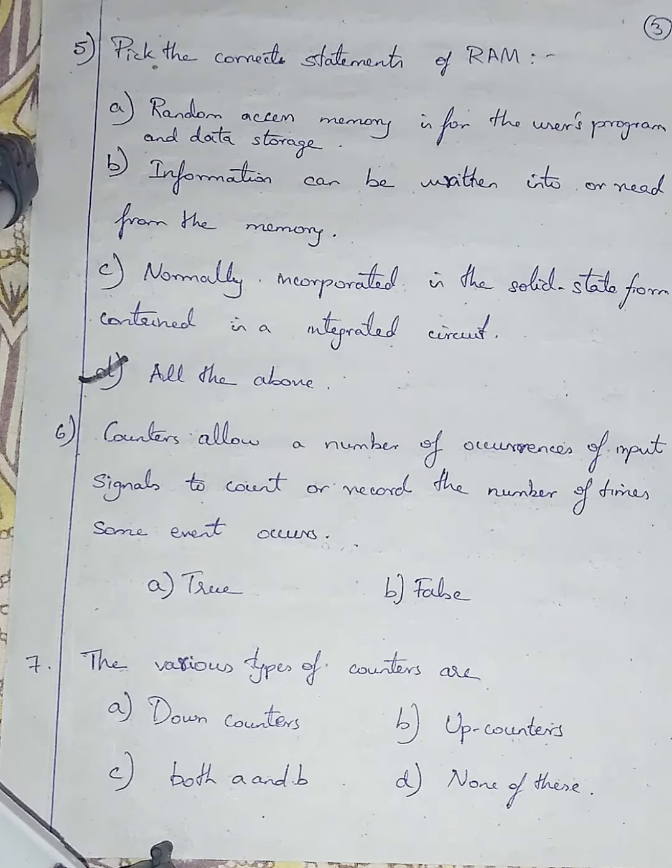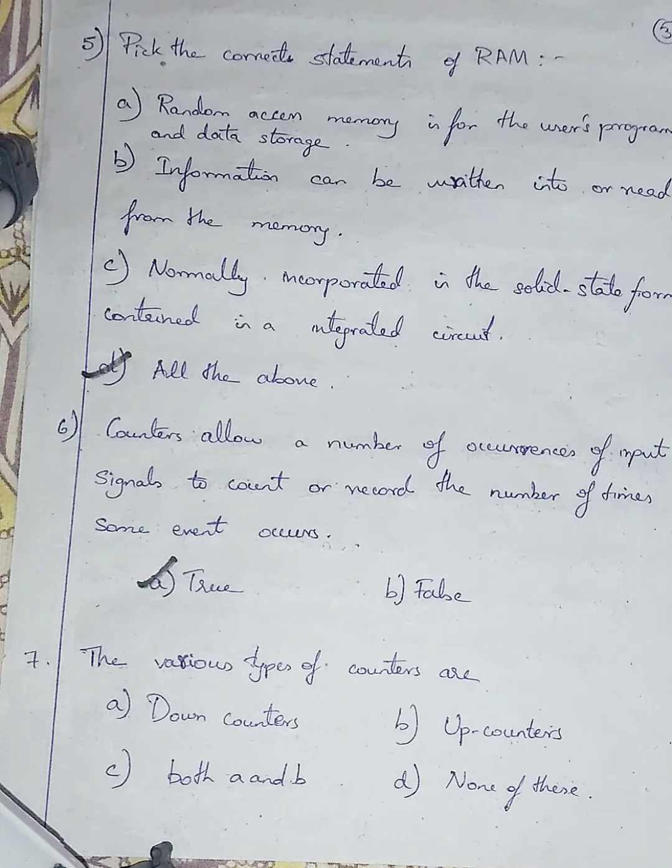It is going to count the number of occurrences of input signals, or record the number of times an event occurs. If an event occurs, how many times is this event occurring? A particular event is occurring this many times, or the total events occurring this many times. That all gets counted by this counter. So I'm going with option A, true.